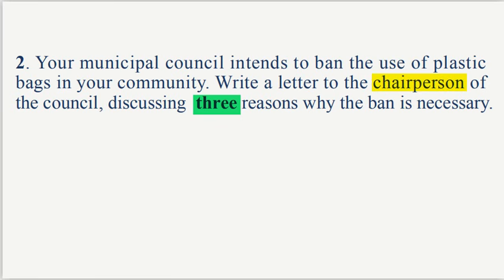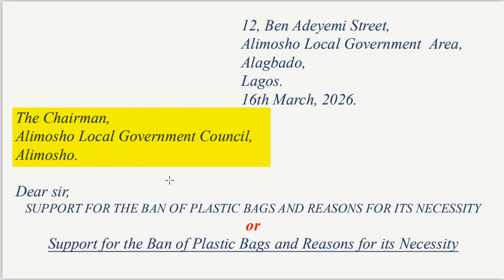The chairman. Your address must begin with the office of your recipient, the chairman, then followed by where the person works, Alimosho Local Government Council. Then the place where the council is, Alimosho. Now you can see that after Alimosho, I just put a full stop. I didn't put the state where Alimosho is.